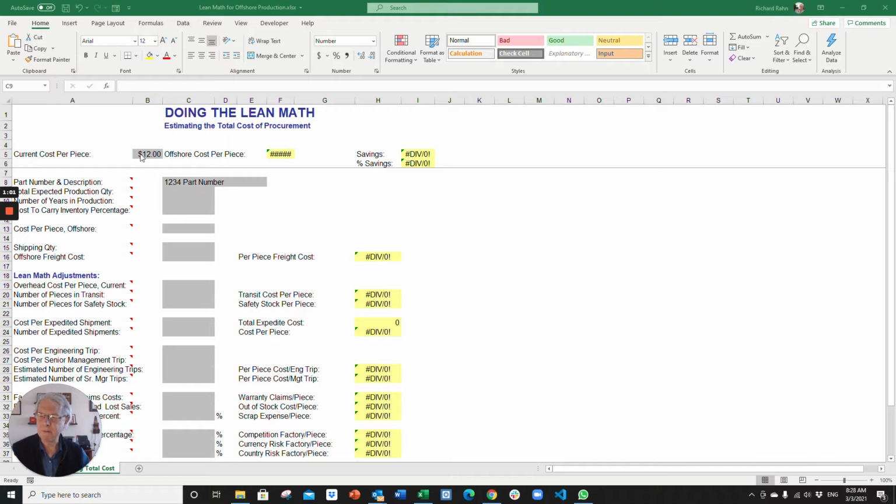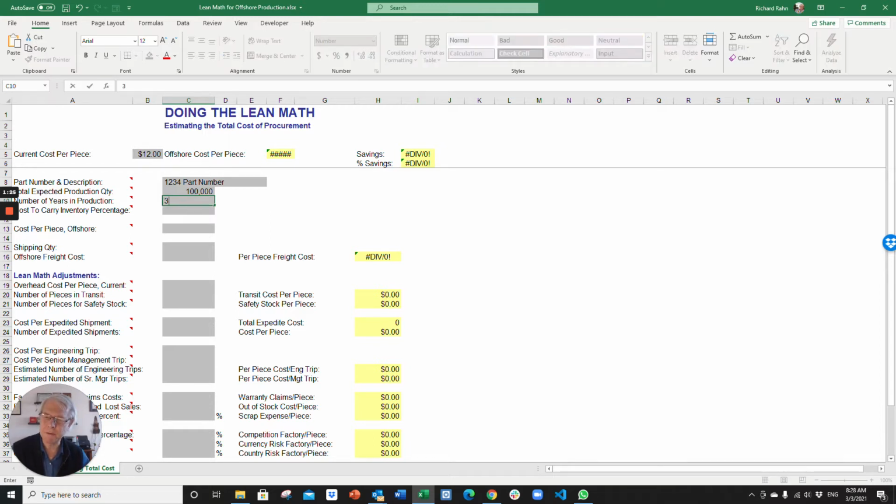So let's start. We have a current cost per piece for an item of $12, and we have a part number for it. Let's go through and just start filling this out. We'll just make up numbers. Let's say that we have 100,000 of these that we expect to either buy or procure. So 100,000. And how many years do we expect this to be active? Let's just say 3. And cost to carry percentage.